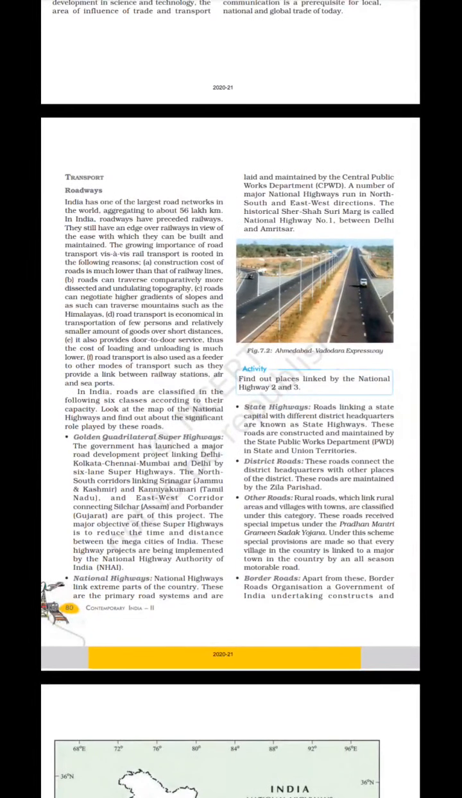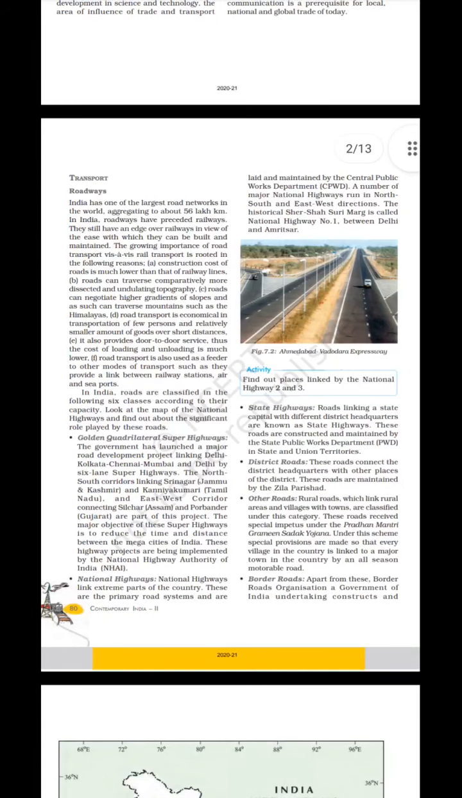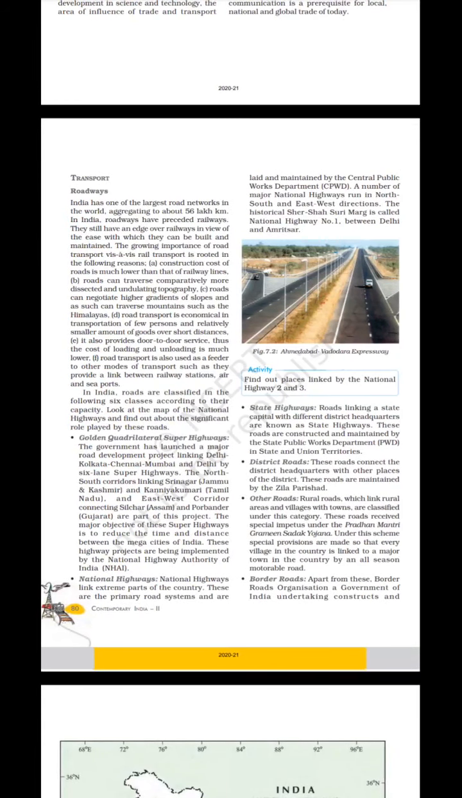Transport: Roadways. India has one of the largest road networks in the world, aggregating to about 54.7 lakh kilometers in India. Roadways have preceded railways. They still have an edge over railways in view of the ease with which they can be built and maintained. The growing importance of road transport vis-a-vis rail transport is rooted in the following reasons.